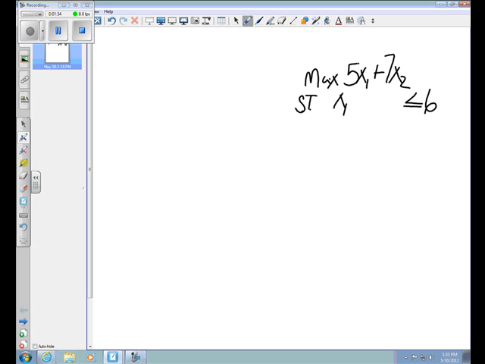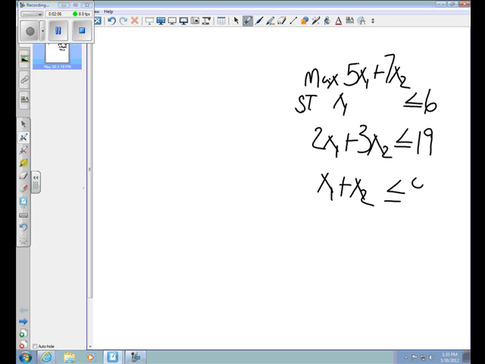The second constraint in your problem here is 2x1 plus 3x2 must be less than or equal to 19. Okay? The last constraint says that x1 plus x2 must be less than or equal to 8. Okay, so here's your complete problem.